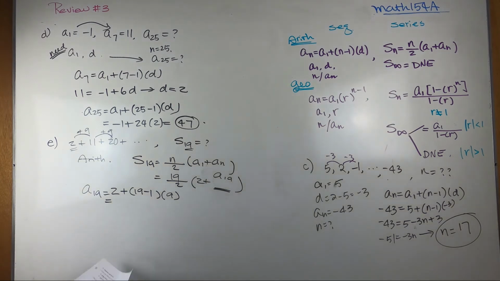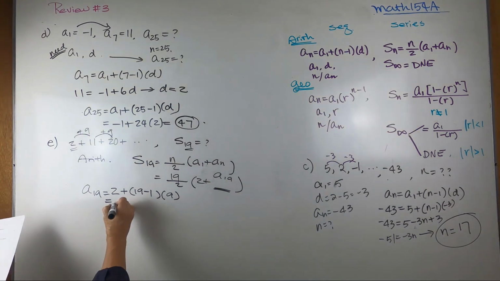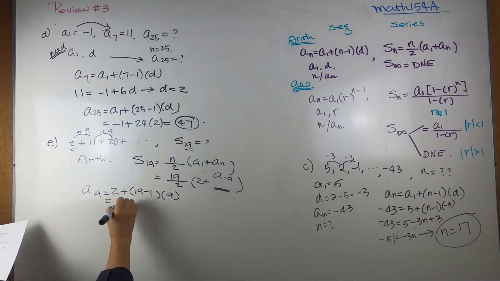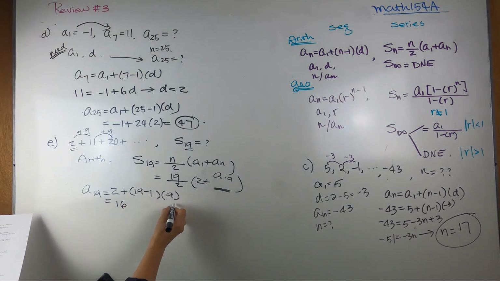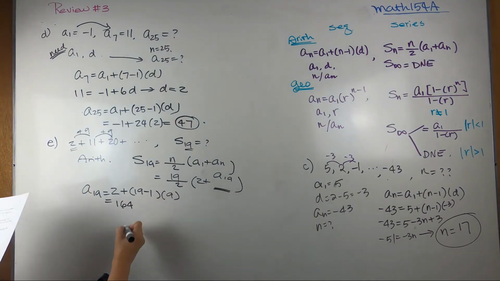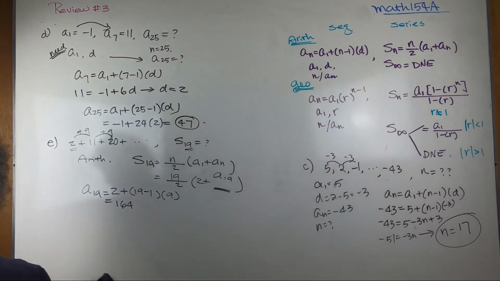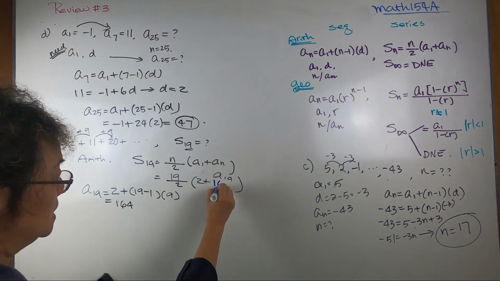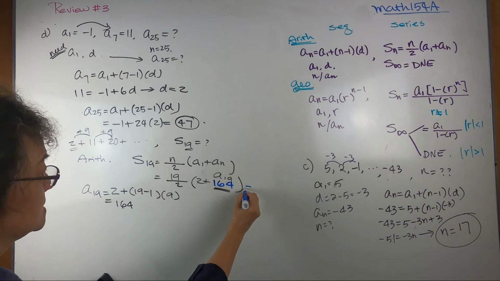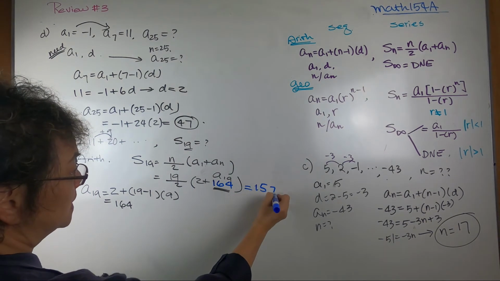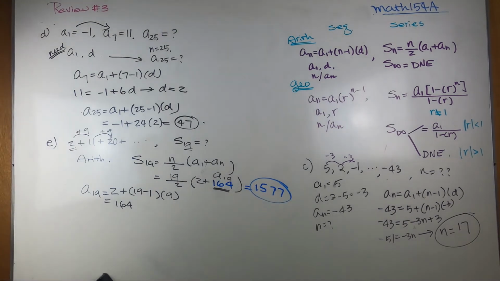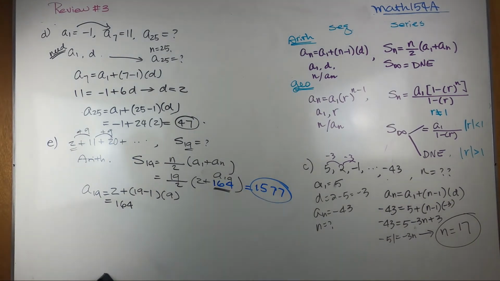So what do we have? Let me see, 18 times 9. So we have 164. Then we will put the 164 here to find the sum. Then you do your math. You should get 1577. All right.